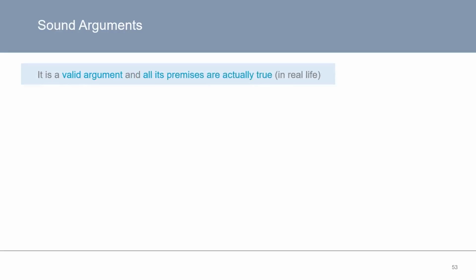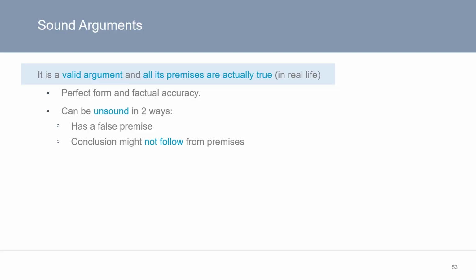A second way to express the quality of an argument is to indicate whether it is sound or not. A sound argument is a valid argument where all of the argument's premises are also actually true in real life. Such arguments both have a perfect form as well as have factual accuracy. Therefore, an argument can be unsound in two ways. Either it has a false premise, or a conclusion might not follow from its premises.